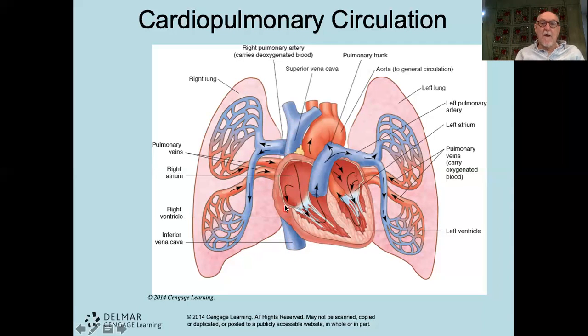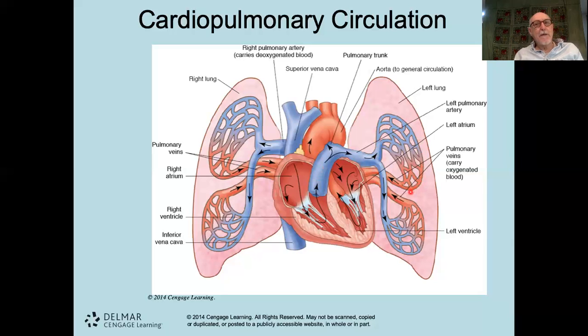The right atrium, it goes into the right ventricle, and it is pumped off. Here's the first artery of the cardiopulmonary system. It is pumped from the right ventricle off to the lungs. And this is the only artery, it's an artery because it is leaving the heart, it's the only artery in the body which carries deoxygenated blood, carries it to the lungs.